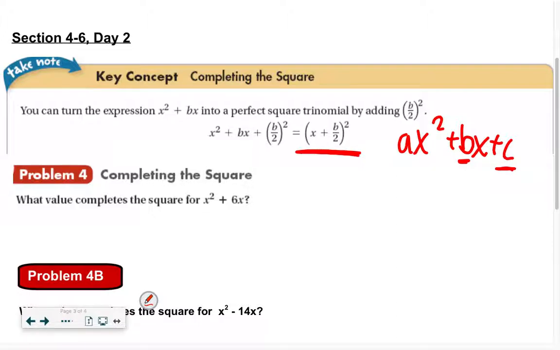So, jumping right in. My b value, what's the number attached to x? 6. All I do is take 6 divided by 2. What is that? 3.